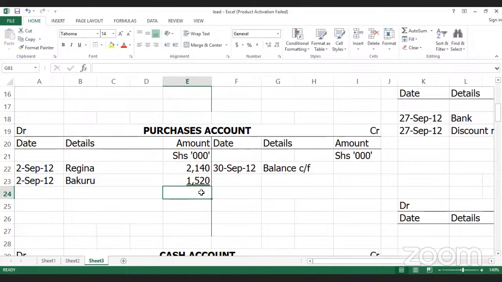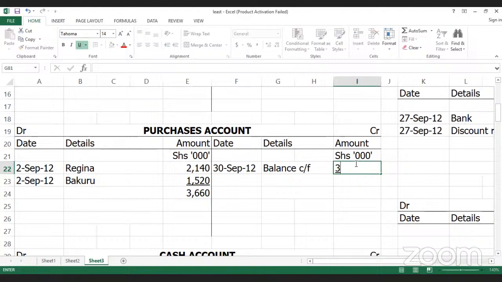3660. So I'll put 3660 as our total, but then it should also be the same balance on the opposite side because the credit side is smaller.